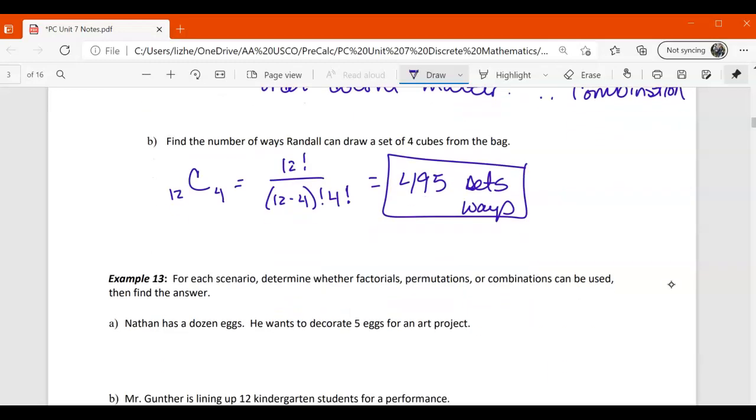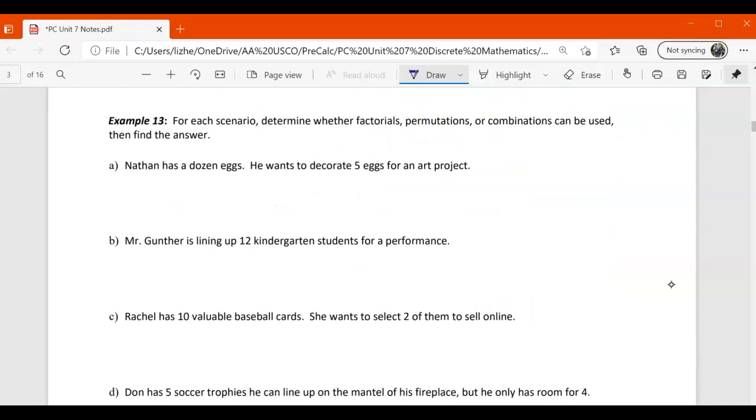Okay, example 13. And this is where the tricky part comes in, because finding a permutation or a combination is not difficult. The trick is knowing which one to do. So example 13: for each scenario, determine whether factorials, permutations, or combinations can be used, then find the answer. And along with this list of factorials, permutations, combinations, don't forget about the counting principle as well.